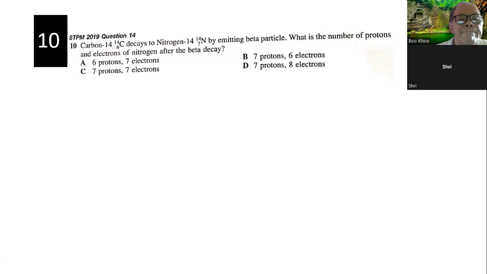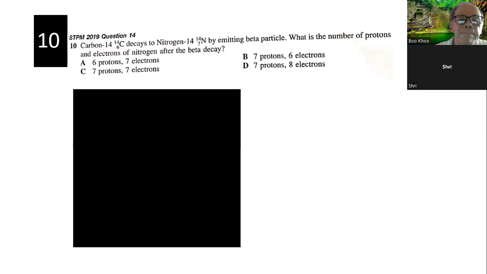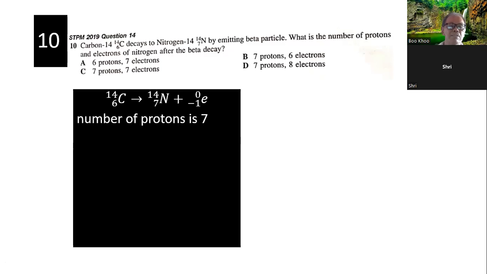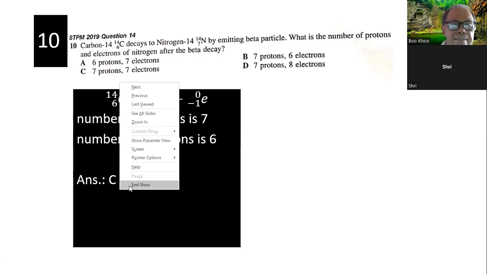Number 9. What's the answer? Right? Write down the equation. In this case, an electron is emitted. There's a beta decay, beta minus decay. So we got 7 protons in nitrogen, 6 electron, because 1 electron is emitted. Answer is C. Sorry, answer is B. What am I doing?